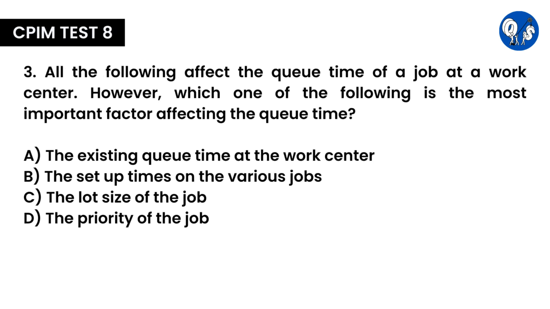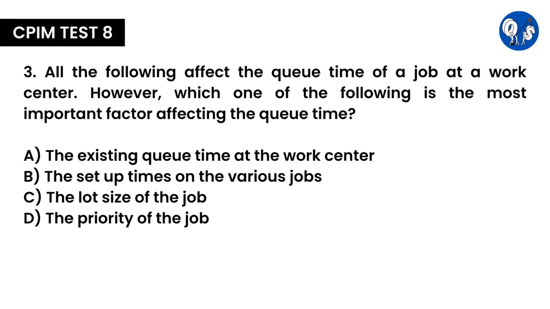Question number 3. All the following affect the queue time of a job at a work center. However, which of the following is the most important factor affecting the queue time? A. The existing queue time at the work center. B. The setup times on the various jobs. C. The lot size of the job. D. The priority of the job. Here the correct answer is D.